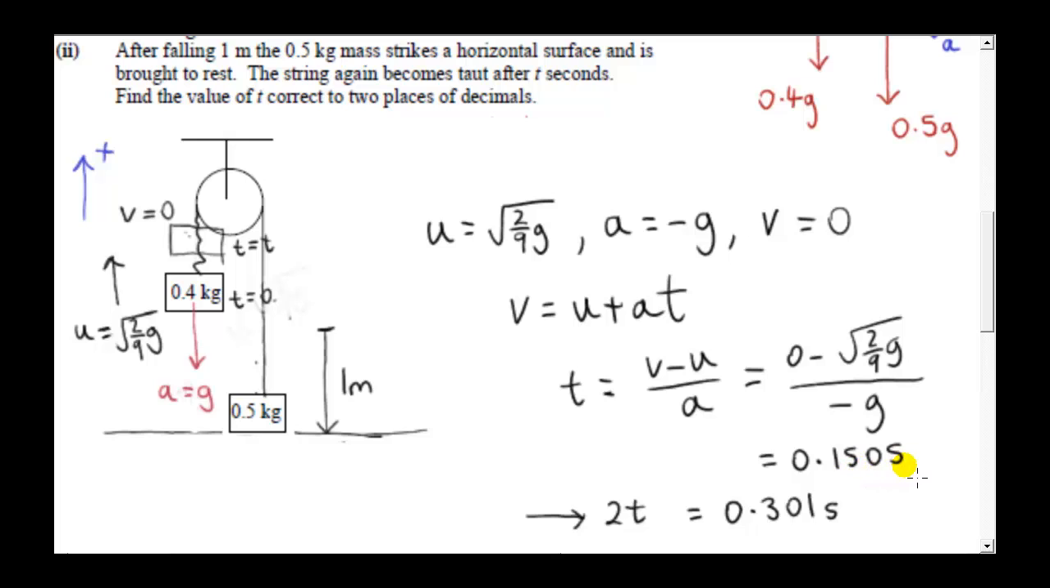Solving, we get 0.1505 seconds, and we want to double that because the time taken to go up is the same as the time taken for the particle to fall back down again. In other words, the time for the particle's speed to go from root 2/9 g to 0 is the same as the time for it to drop from 0 to minus root 2/9 g. That's because we're dealing with uniform acceleration.